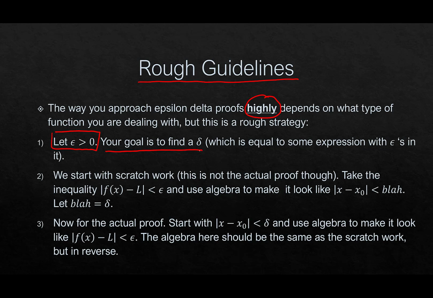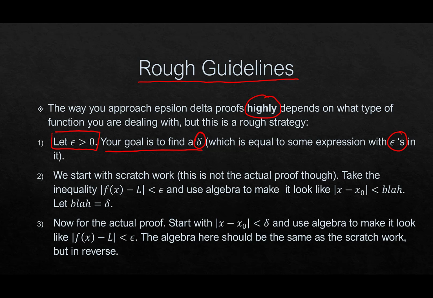Okay, the distances in terms of, you know, your x and your x naught and your f of x and your L. Now, one thing to keep in mind, this delta is usually going to be some kind of expression that involves epsilons in some way. But it shouldn't involve x or anything weird like that. It can involve numbers like 2, 3, 4, constants like that. But it shouldn't involve x though.